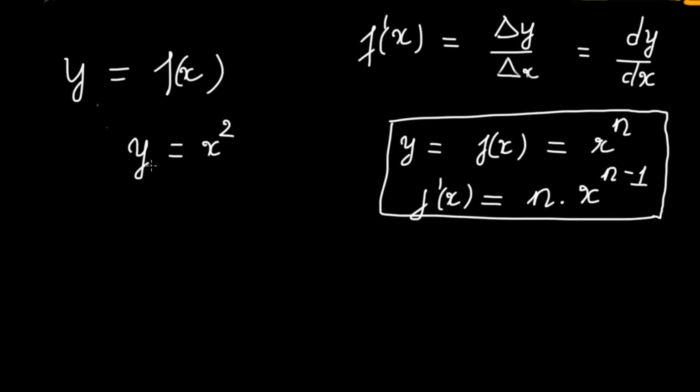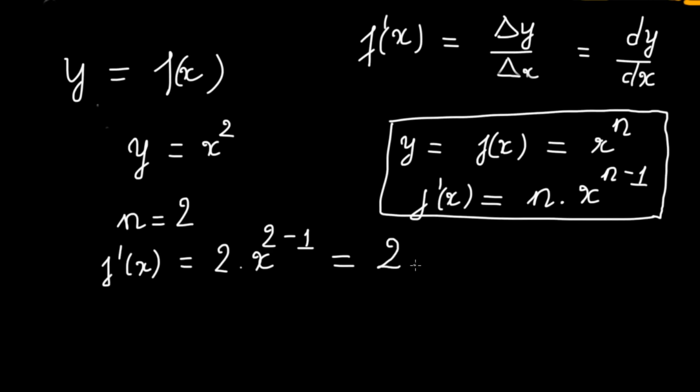We can see in this case we have y equal x squared. So n equal 2 in this case, right? And then we can see f prime of x should be equal 2 times x raised to the power of 2 minus 1. You see, n minus 1 right here. We can see 2 minus 1 here, equal 2 times, you see 2 minus 1 is 1. So x to the power of 1, right? And then equal 2x.